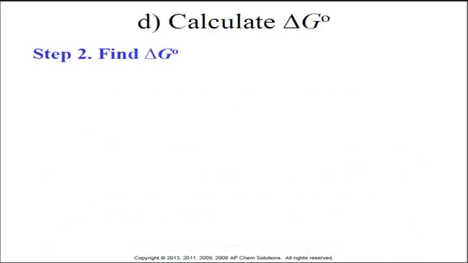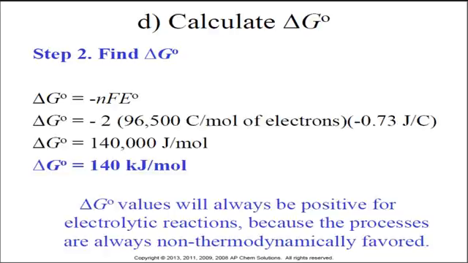Then we can find delta G once we know our E value. So we plug in our values. We had 2 moles of electrons that came from our redox reaction. Faraday's constant, 96,500 coulombs per mole. And then multiply by our E value. Remember that delta G is always given in kilojoules per mole. Okay, and remember that your delta G is going to be positive for these reactions because they are non-spontaneous.